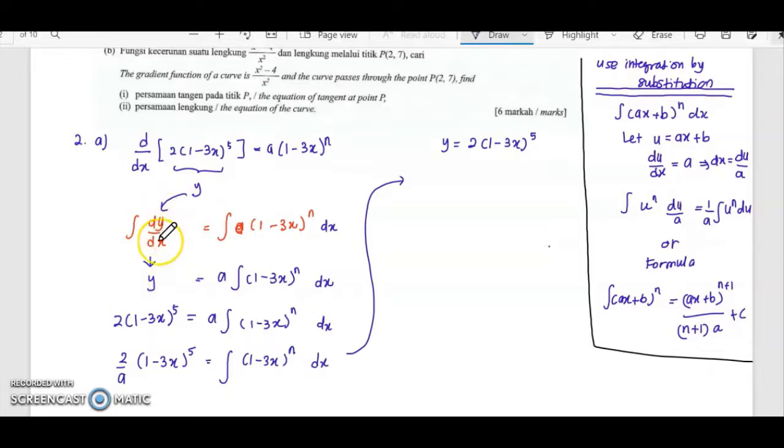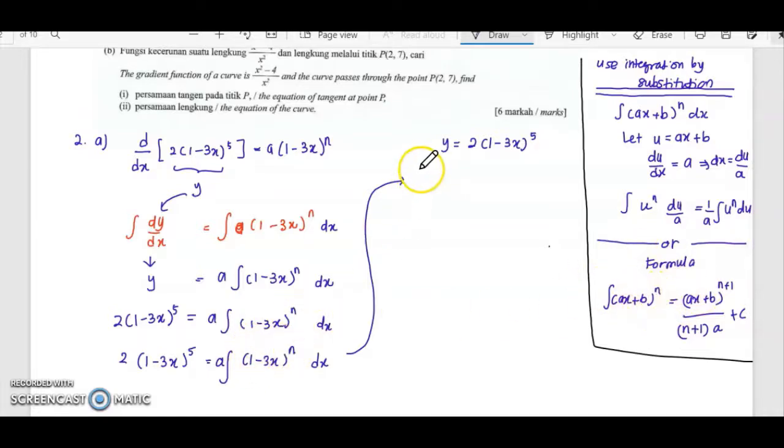So kita differentiate dy over dx. This one pun kita differentiate juga. Okay, so bila differentiate dy over dx, kita akan dapat y. So y kat sini lah sama dengan 2 times (1 minus 3x) to the power of 5. And then this one, kita boleh integrate macam biasa lah. Okay, saya dah betulkan sikit kat sini. So, this one ialah equal to a lagi kat sini. Okay, jadi kat sini macam mana nak differentiate? Kita ada formula dia, sama ada we use substitution or kita guna formula. Nak senang kita guna formula lah.